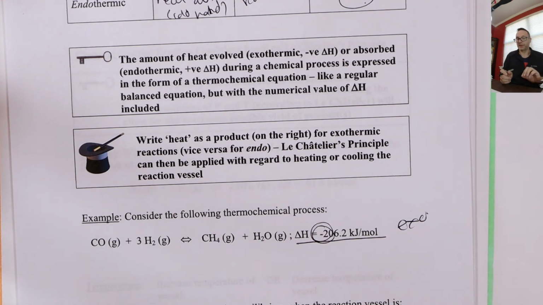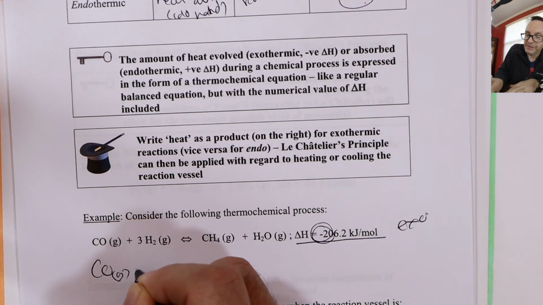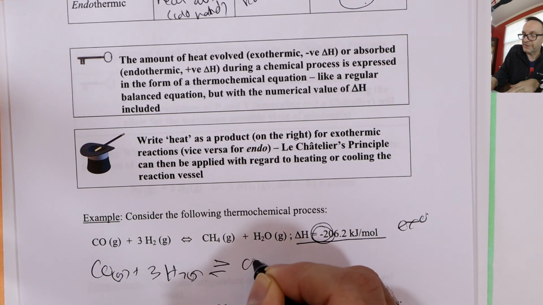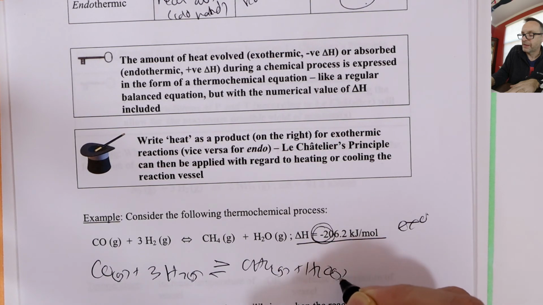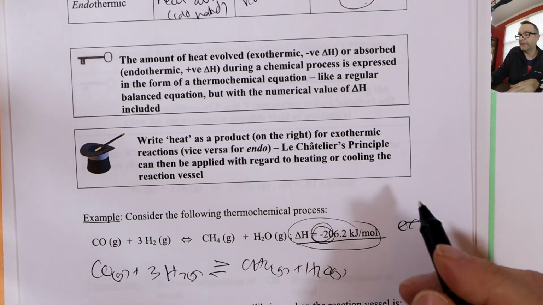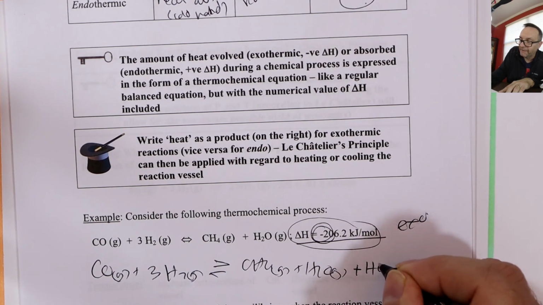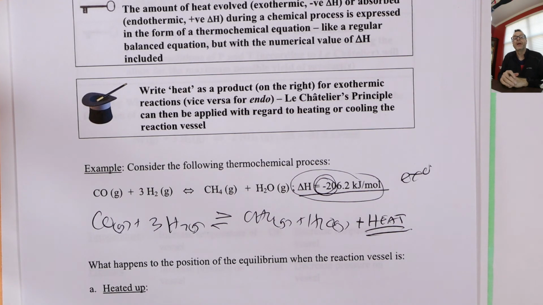Actually, I don't have that in my notes, so I'm going to write it right now. We're going to say CO gas plus 3H2 gas in equilibrium with CH4 gas plus H2O gas. And because this is a big clue, it's an exothermic reaction, I'm going to write heat as a pseudo product. Once we've written it as a product, think of it now like adding or removing reactants to establish equilibrium.